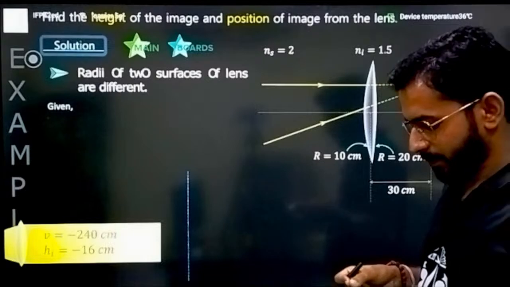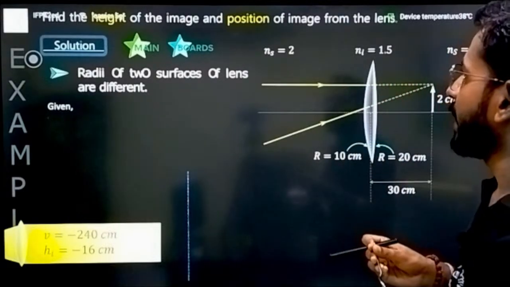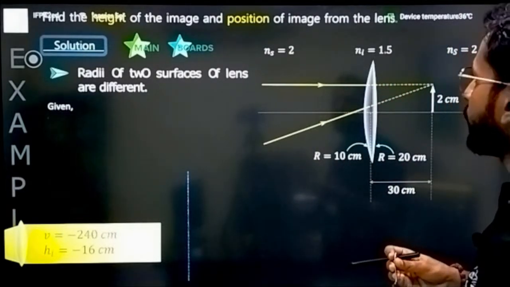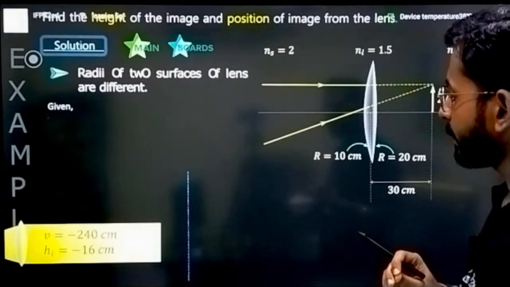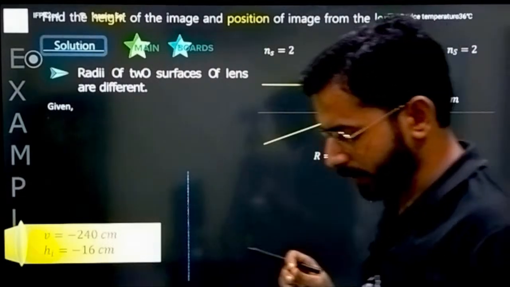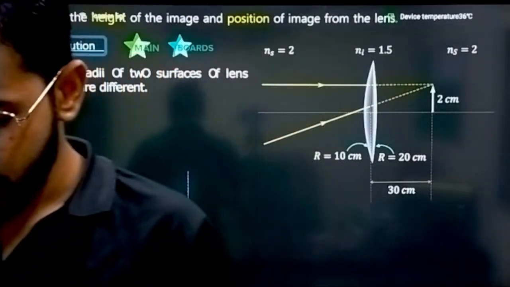See what the question is saying. Find the height of the image and the position of the image from the lens. From the lens you have to calculate what is the height of the image and what is the position of the image. Should we start calculating? Let's see what the answer is going to be.